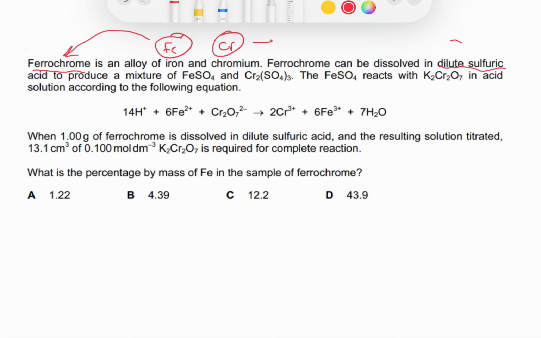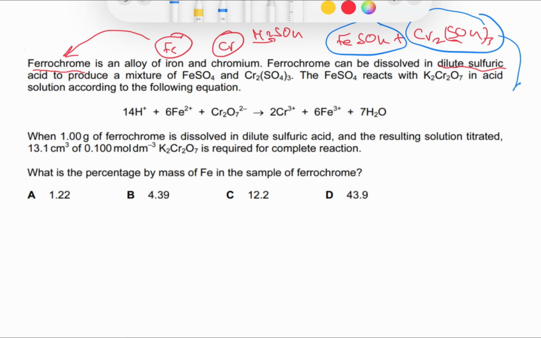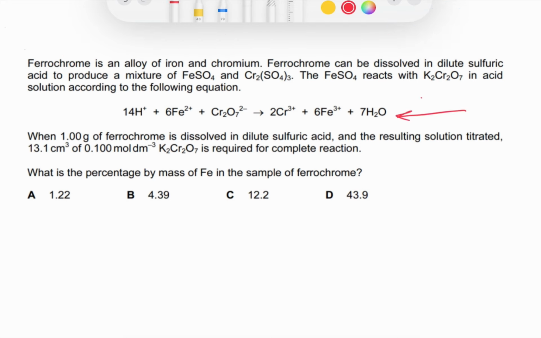These two elements in sulfuric acid, H2SO4, will give you their sulfates, like FeSO4 and chromium sulfate, Cr2(SO4)3. And then the resulting mixture is reacted with dichromate, K2Cr2O7. The ionic equation here actually represents the reaction between the dichromate Cr2O7 and iron.